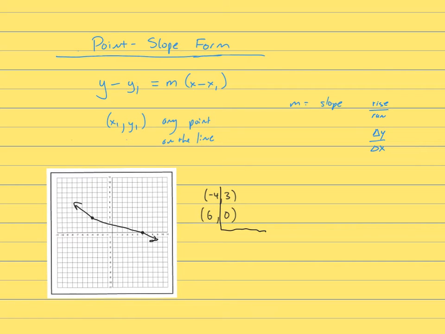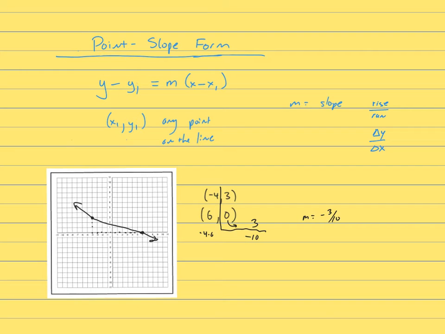And you subtract vertically. So 3 minus 0 becomes 3. Negative 4 minus 6 actually becomes negative 10. So my slope here is negative 3/10. It's negative. It's decreasing. That makes sense. 3 over 10, I could count that. 1, 2, 3 is my drop. 1, 2, 3, 4, 5, 6, 7, 8, 9, 10 is my run.